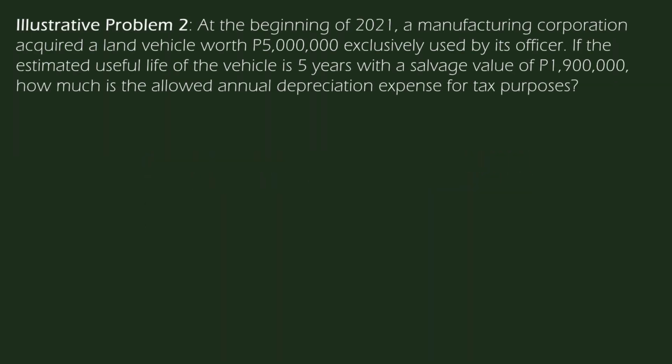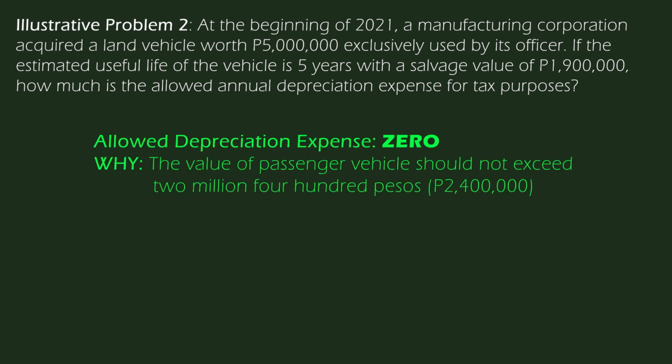In our next illustration, let's say the same corporation bought a different type of vehicle with an acquisition cost of 5 million, an estimated useful life of 5 years, and a salvage value of 1.9 million. Now, based on Revenue Regulation 12-2012, only passenger vehicles that do not exceed 2.4 million are allowed in connection to claiming related depreciation. Therefore, the allowed depreciation expense for tax deduction purposes is 0.